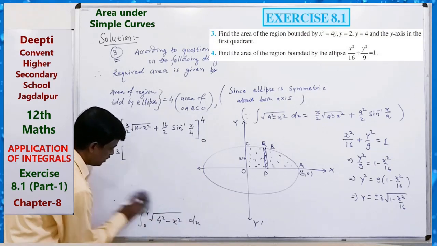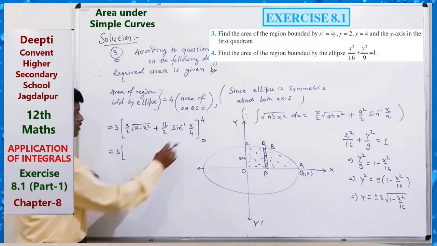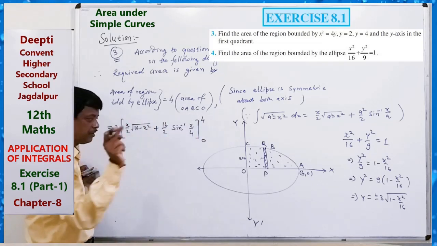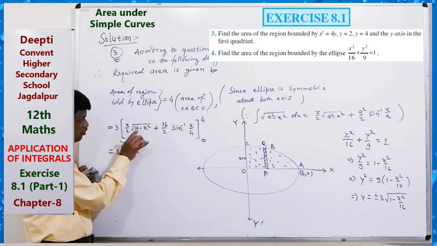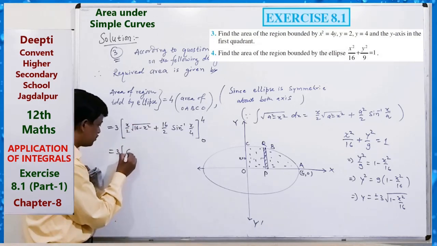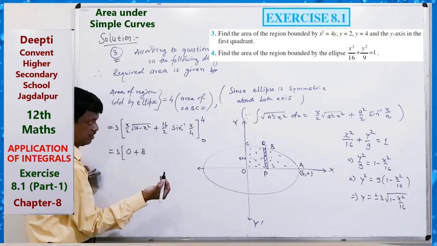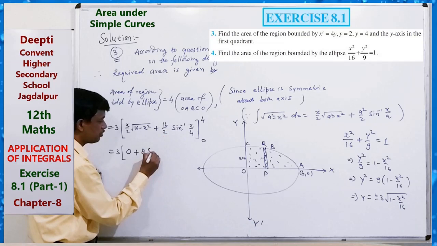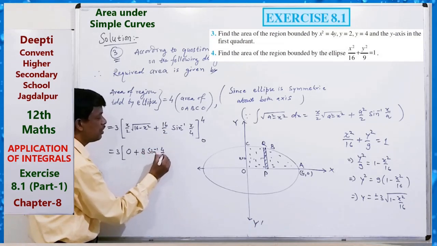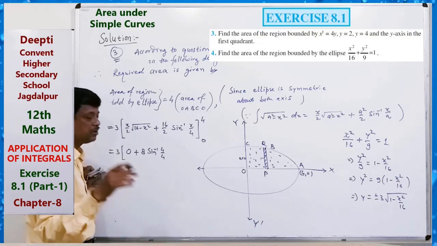We have to solve only the definite integral, very simple. We can put the limit 4 in place of x. So 16 minus 4 square, 16 minus 16, is 0. So the first part is 0 plus 16 by 2 means 8, sin inverse 4 by 4 means sin inverse 1, which is 90 degrees, that is pi by 2.